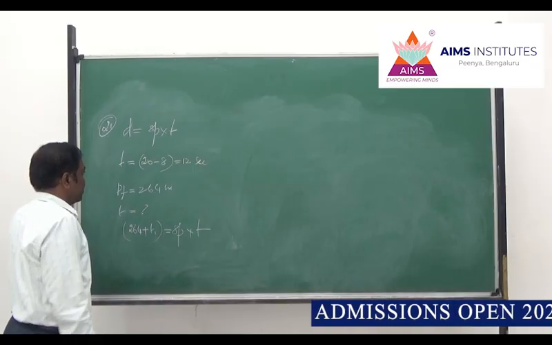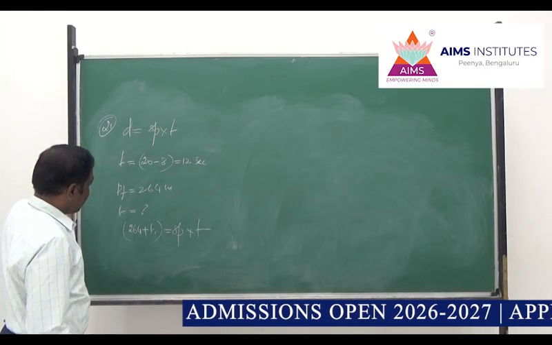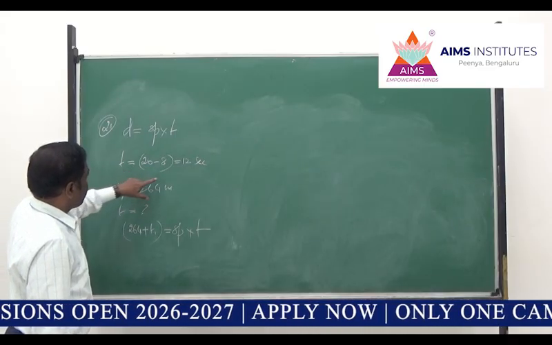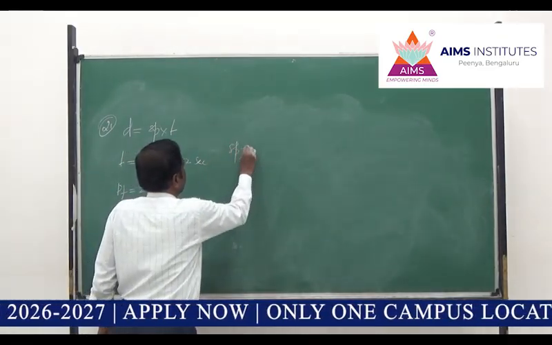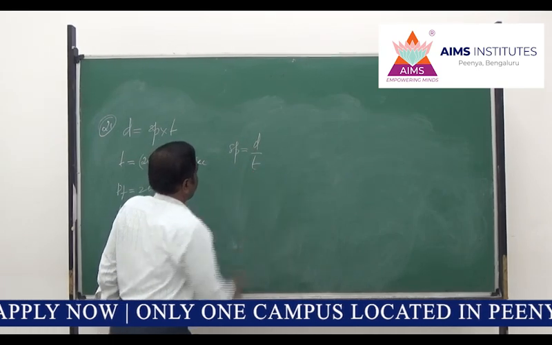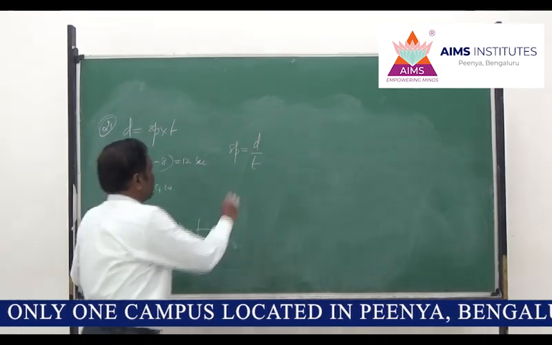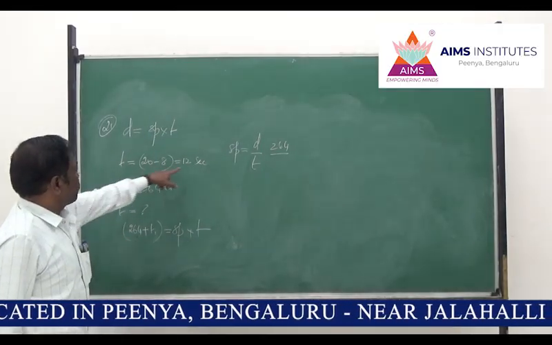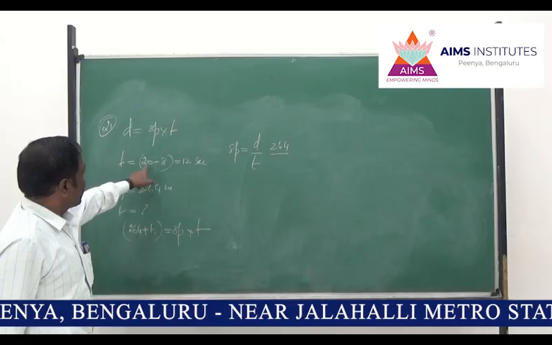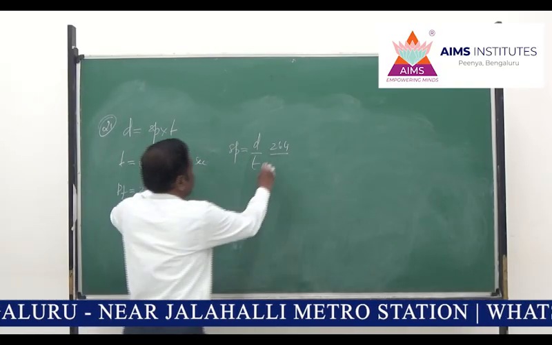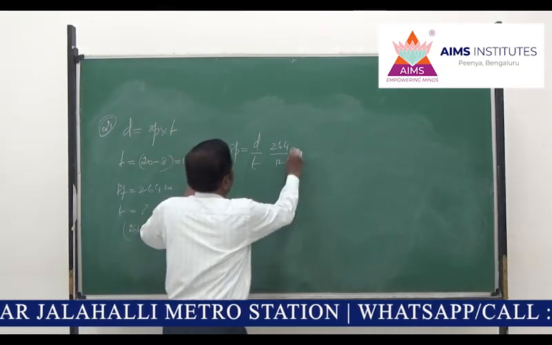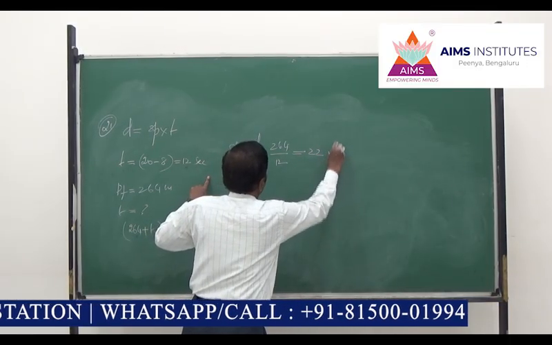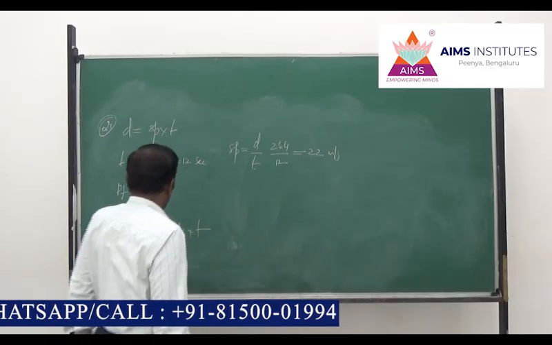Speed, what is the speed? Speed means distance by time. To know the speed here, you need the distance by time. Distance, let us take 264 meter. And time taken is what? 12 seconds you can take. Passing a man 8 seconds, passing the platform only you can take 12 seconds. It means 12 twos are 24, 22. It means 22 meters per second. Speed is 22 meters per second.